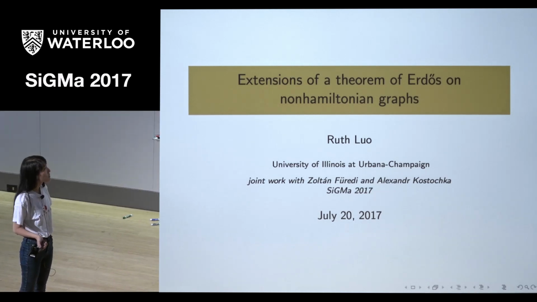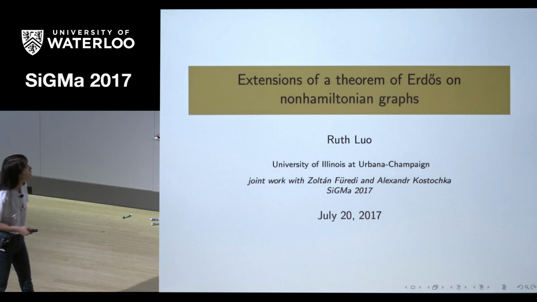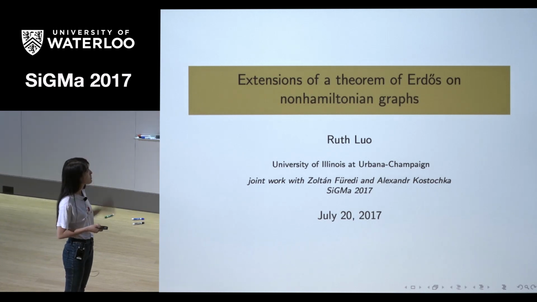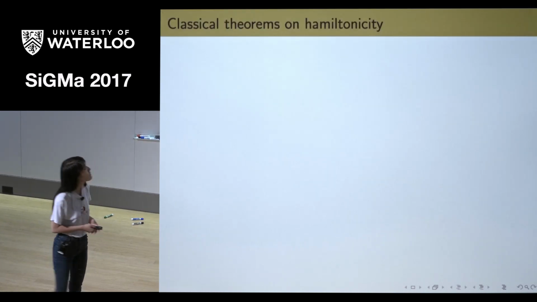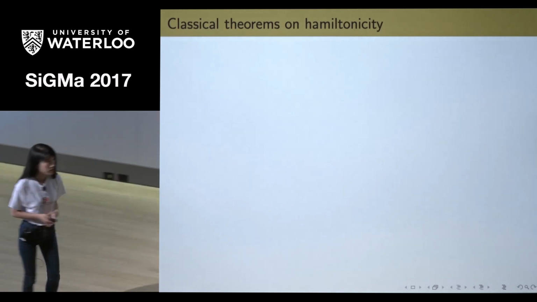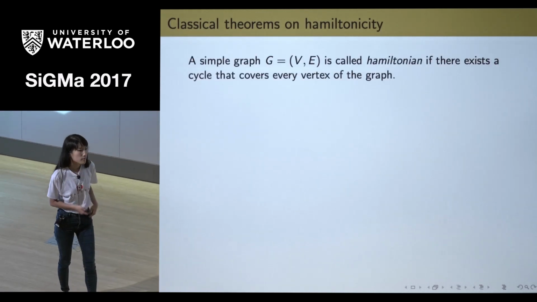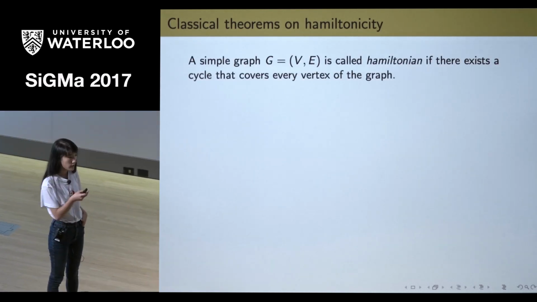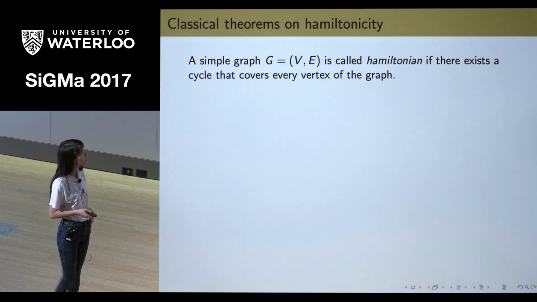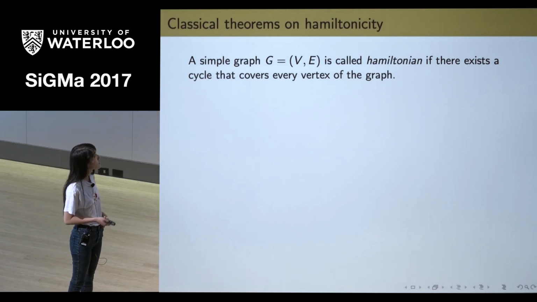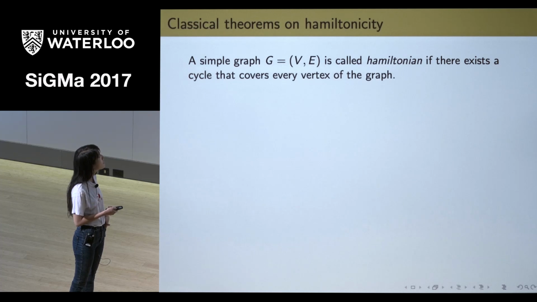Today I'm talking about some extremal problems, and these are all joint work with Zoltan Füredi and my advisor Alexandr Kostochka. Okay, so let's just talk about Hamiltonicity. A graph is Hamiltonian if we have some cycle that covers every vertex in the graph. It's non-Hamiltonian if we don't have such a cycle.